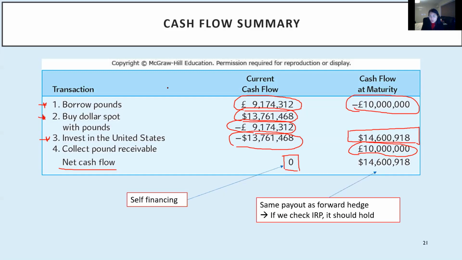So if we compare this number to the previous number, so we did this question before in a previous slide when we talk about forward hedge, we will see that this is exactly the same as the outcome from a forward hedge. Okay. So when your forward hedge gives you the same outcome as the money market hedge, that is when your interest rate parity holds. Okay, so in this case, when you check the IRP, it should hold.